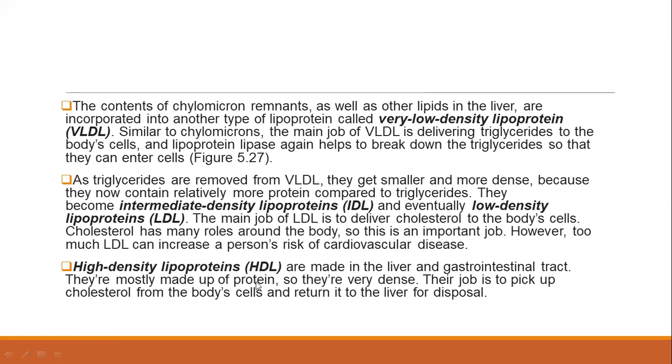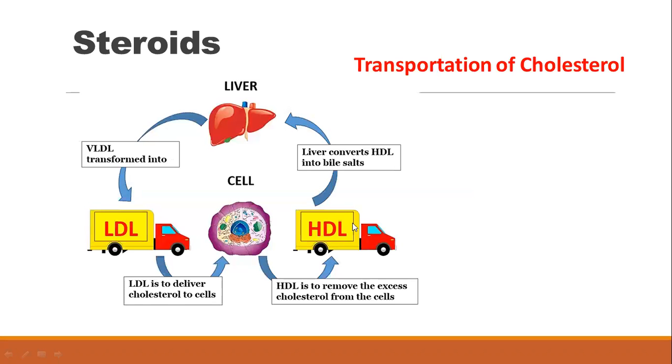The high density lipoproteins, or HDL, are made in the liver and gastrointestinal tract. They're mostly made up of proteins. When you say high density lipoproteins, of course, a higher portion is protein, so they're very dense. Their job is to pick up cholesterol from the body cells and deliver it back to the liver in the form of bile salts.